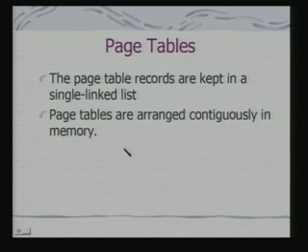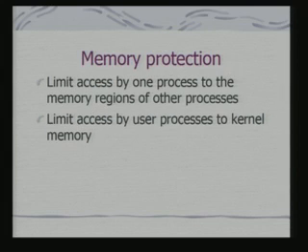Page tables are records kept in a typical singly linked list, and page tables are arranged contiguously in memory corresponding to a process. So, using all these data structures, most importantly in an embedded system, which service is provided? It is a security service, so that one process cannot actually destroy or corrupt the memory of some other process. So, two issues are there: therefore, limit access by one process to the memory regions of other processes, and limit access by user processes to kernel memory.